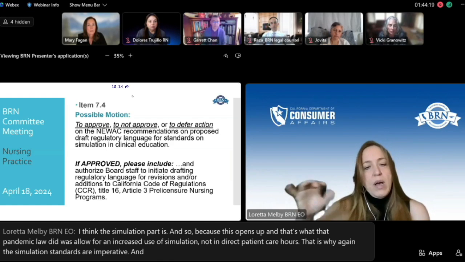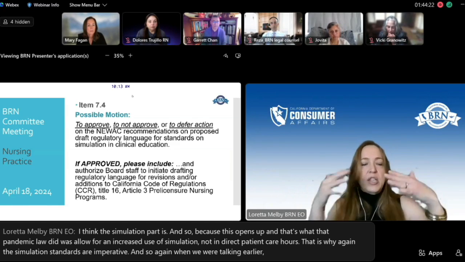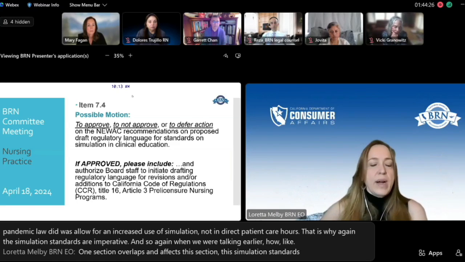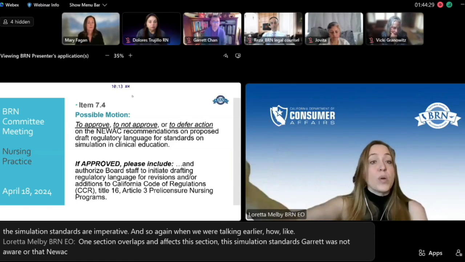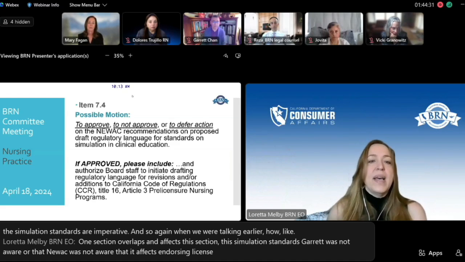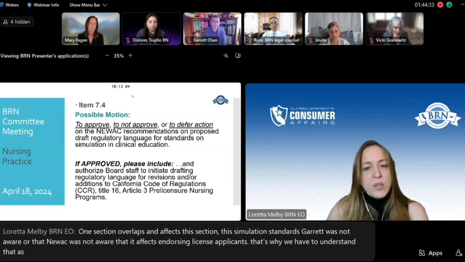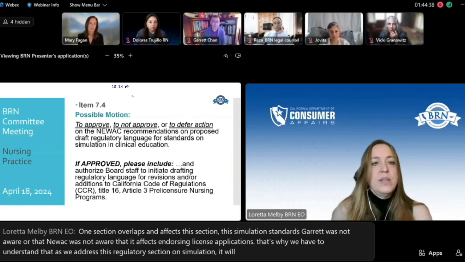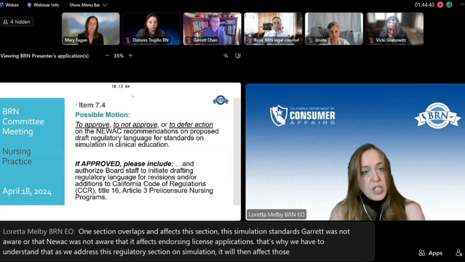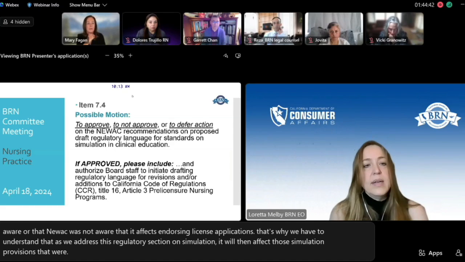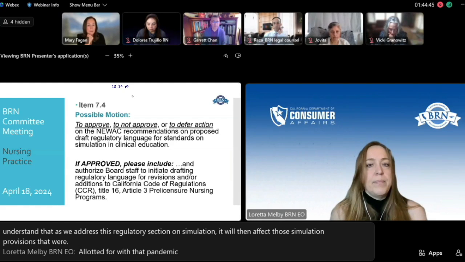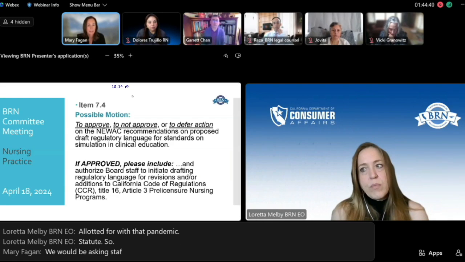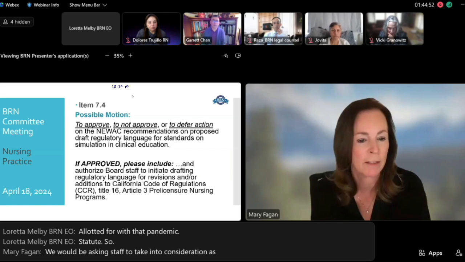And so again, when we were talking earlier, how one section overlaps and affects this section, this simulation standards, Garrett was not aware, or MEWAC was not aware that it affects endorsing license applicants. That's why we have to understand that as we address this regulatory section on simulation, it will then affect those simulation provisions that were allotted for with that pandemic statute. And is this something we would be asking staff to take into consideration as they were drafting the language?